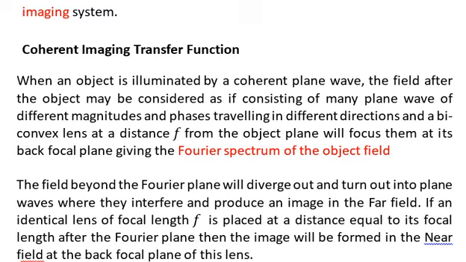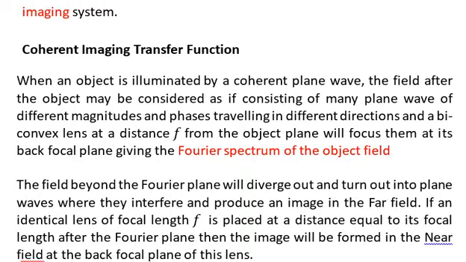And when we talk about the point spread function, it is actually an image of a point source under an optical system, and it is associated with the image plane, whereas the transfer function is associated with the spectral plane or the Fourier plane. So when an object is illuminated by a coherent plane wave, the field after the object may be considered as consisting of many plane waves of different magnitudes and phases traveling in different directions, and a biconvex lens at a distance f from the object plane will focus them at its back focal plane, giving the Fourier spectrum of the object plane.